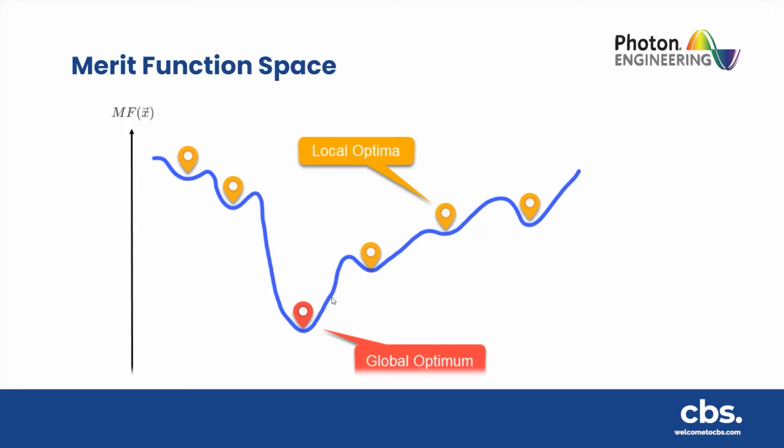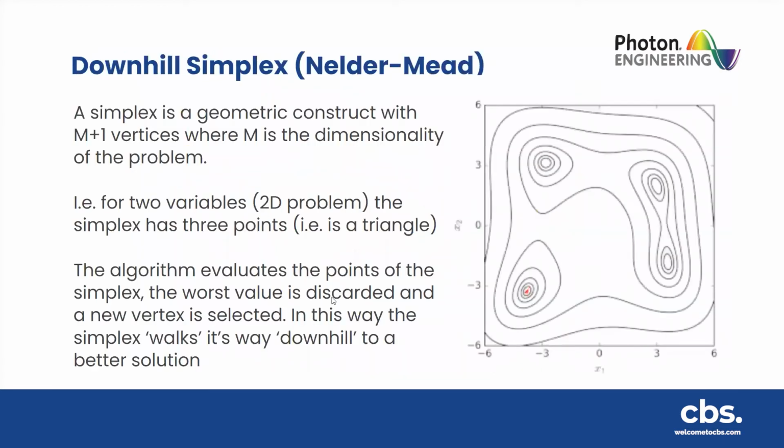Now, there are multiple optimization methods out there, and the one that FRED uses is called downhill simplex, which is also known as the Nelder-Mead method. And a simplex is a geometric construct with m+1 vertices, where m is the number of variables that we have. So if we think of a 2-dimensional problem, then the actual simplex shape itself is a triangle.